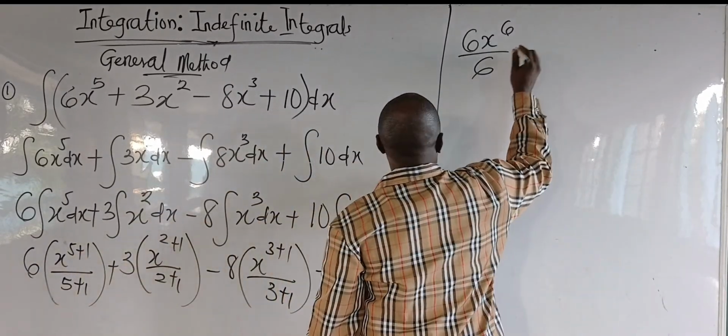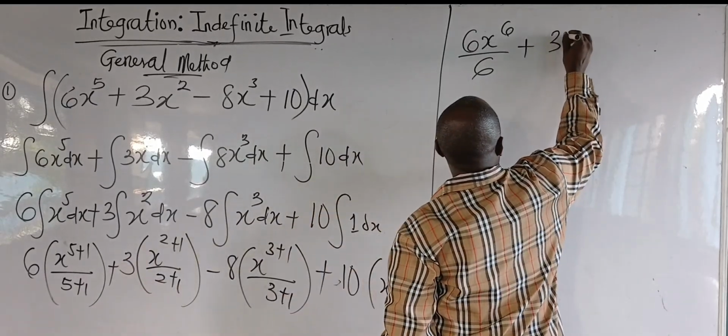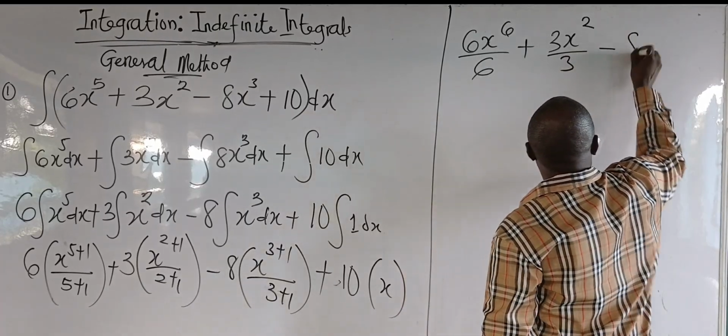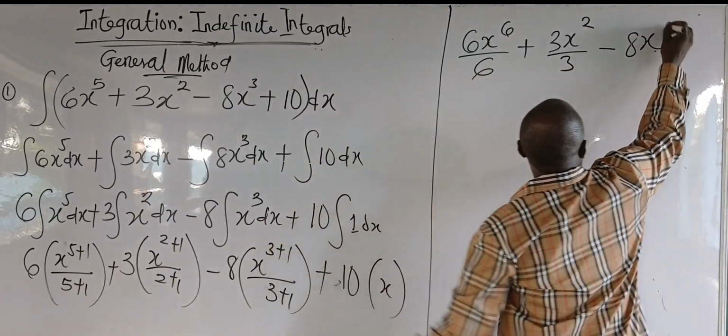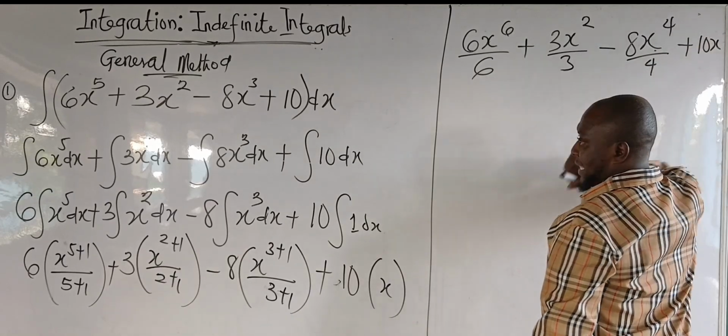Then we have this. Now plus here, same as this. This is 3 here. So 3x squared over 3, minus here is 8x. This is 4, 4 here over 4. Then plus just 10x. That's all.